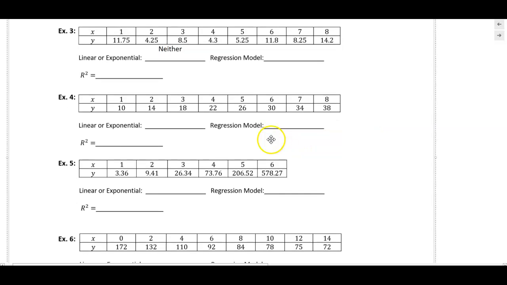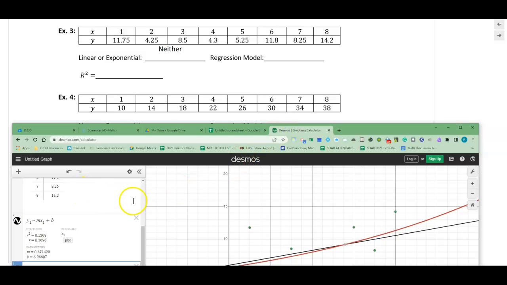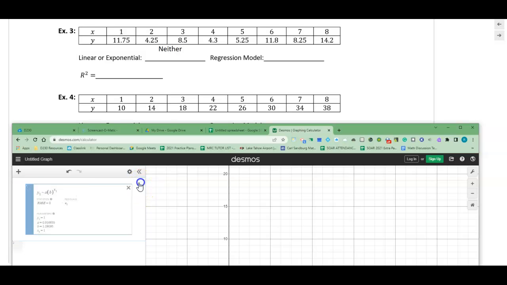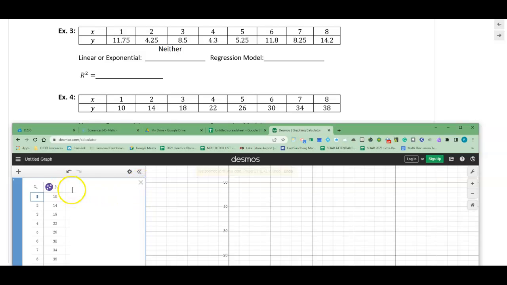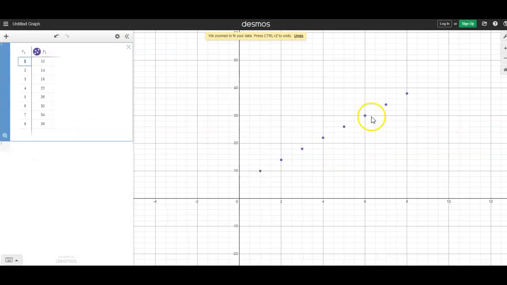Okay, now the next one. I'm going to type the data in, and then we'll take a look at it. So when I look at example 4 here, I type the data into Google Sheets. I'm going to come over to Desmos. Oops, I got to delete the previous one. And I'm going to paste the table in. If I look at this data, it definitely tends to be linear. They almost line up in a perfectly straight line.